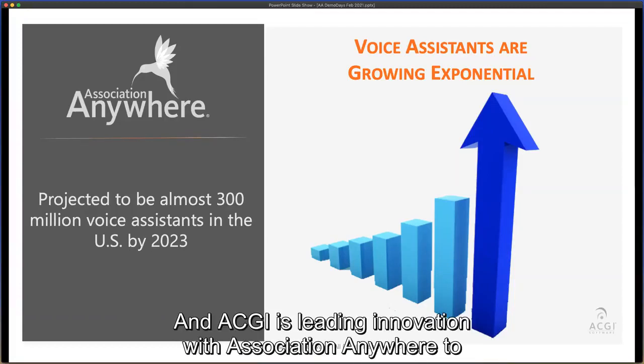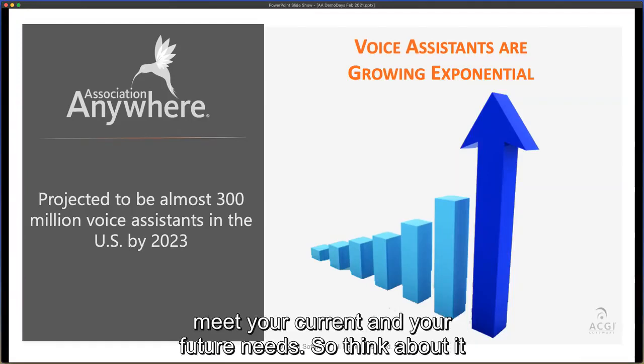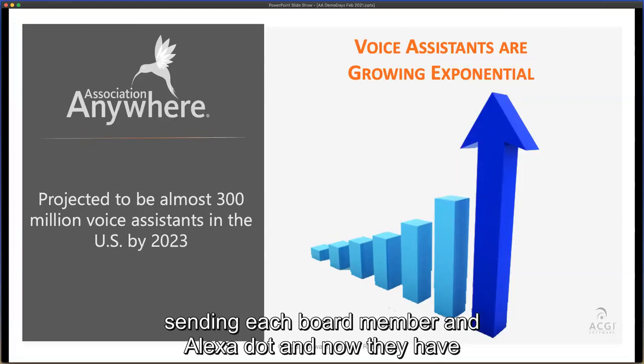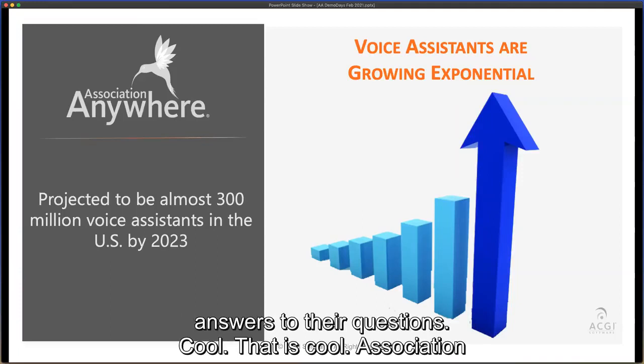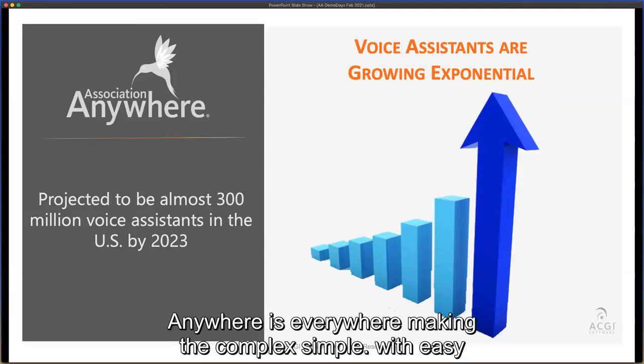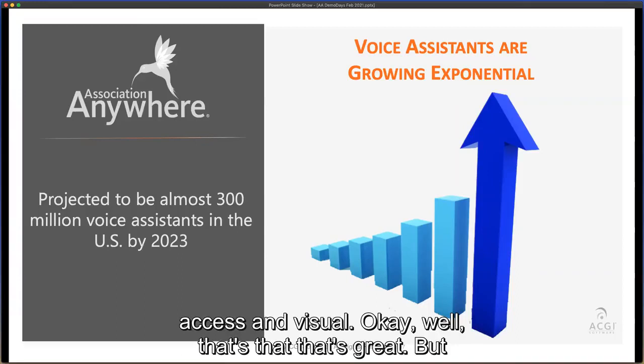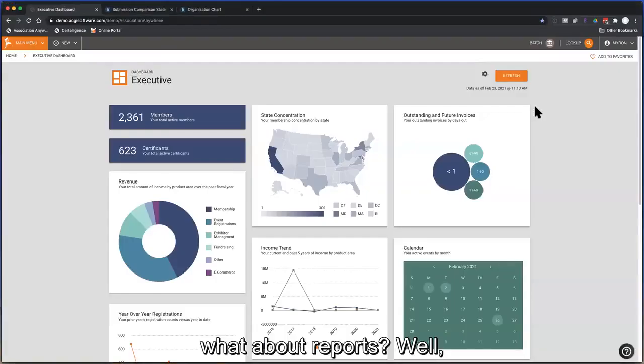And ACGI is leading innovation with Association Anywhere to meet your current and your future needs. So think about it, sending each board member an Alexa dot and now they have answers to their questions. Cool. That is cool. Association Anywhere is everywhere, making the complex simple with easy access and visual. Okay, well that's great, but what about reports?